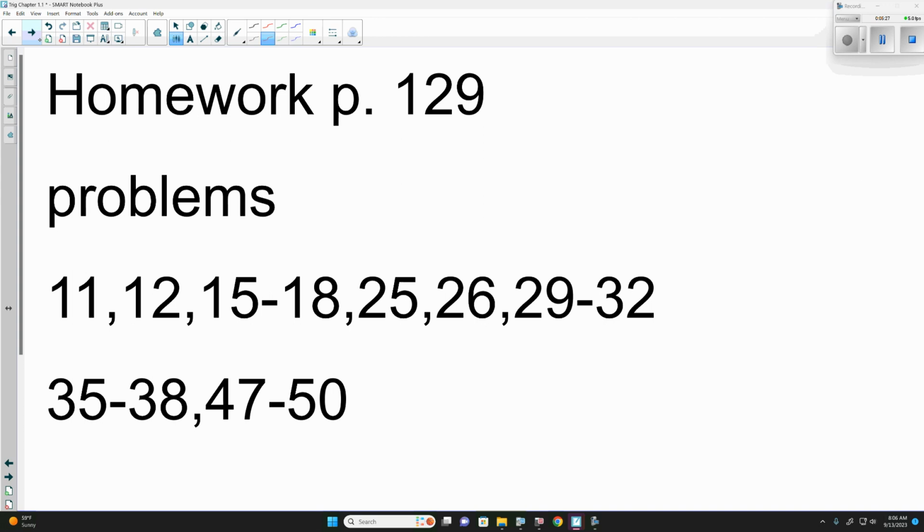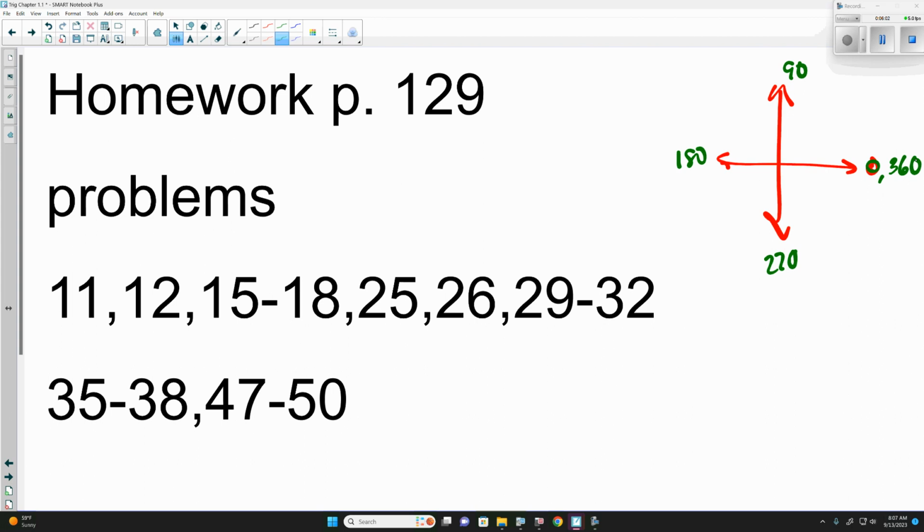And 12, determine which quadrant each angle lies. So that's really just based off, I'll draw this up here. So if we had a Cartesian plane, in terms of degrees, 0, 90, 180, 270, 360. And then we could keep going around, keep adding 90.